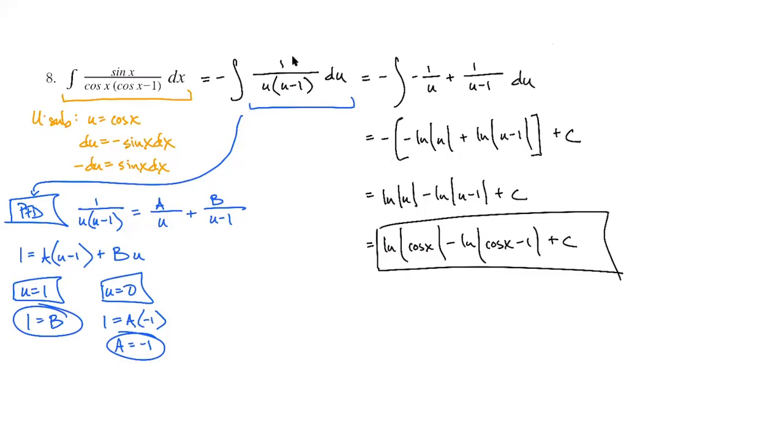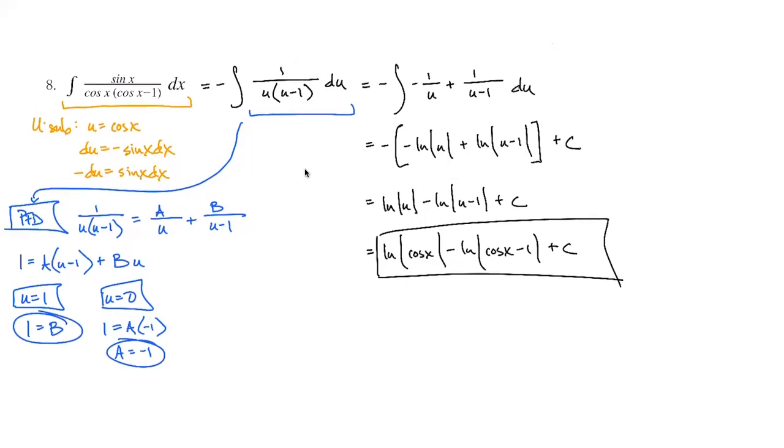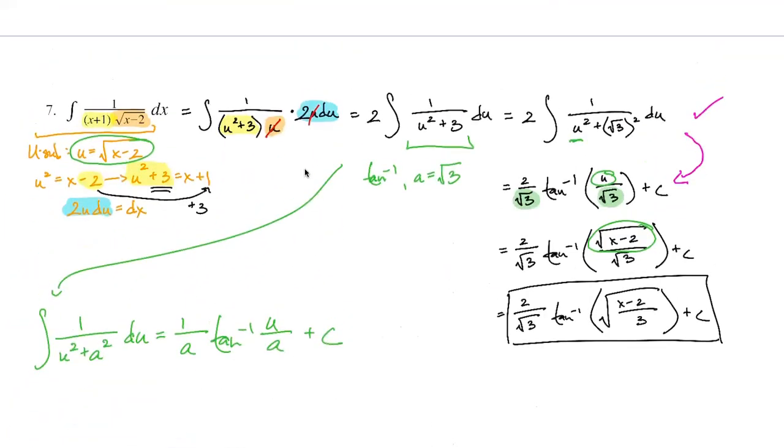Professor, for number 7, why isn't it plus or minus square root of 3? I think that when we're doing the a's, we're assuming that it's the positive one. Okay, that makes sense. Thank you.